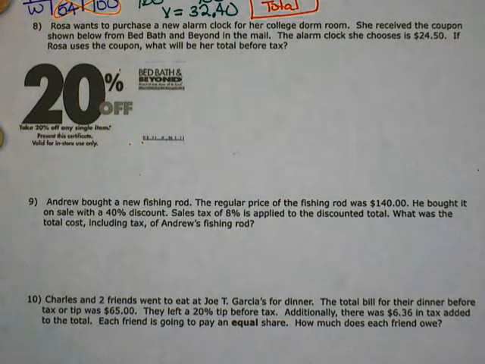Let's look at number 8. Rosa wants to purchase a new alarm clock for her college dorm room. She received the coupon shown below from Bed Bath & Beyond in the mail. The alarm clock she chooses is $24.50. If Rosa uses the coupon, what will be her total before tax?